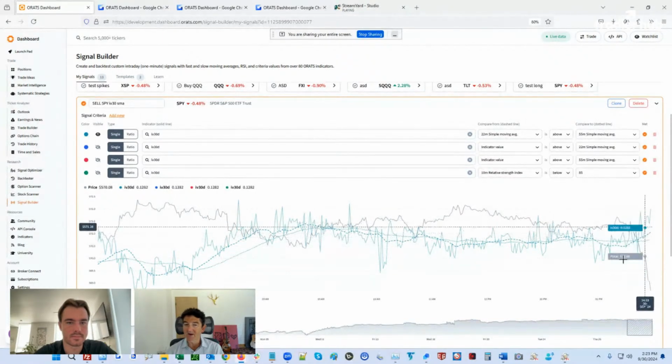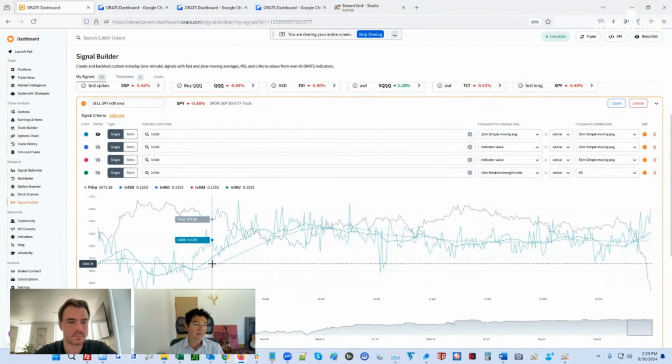So that's a pretty good indicator right there. So indicators can now be used like live, which is pretty amazing. All right, Tyler, why don't we get a trade for the folks? Yeah, let's do it. All right, let's go to option scanner.